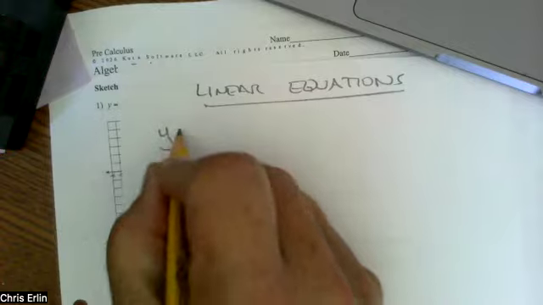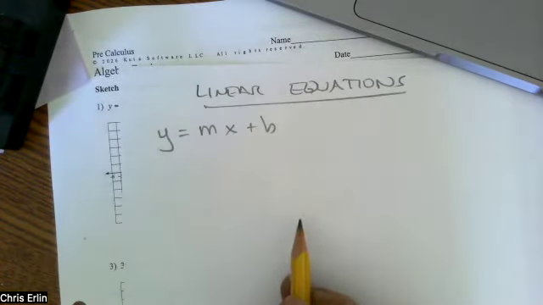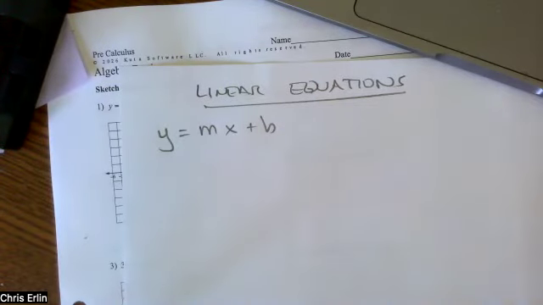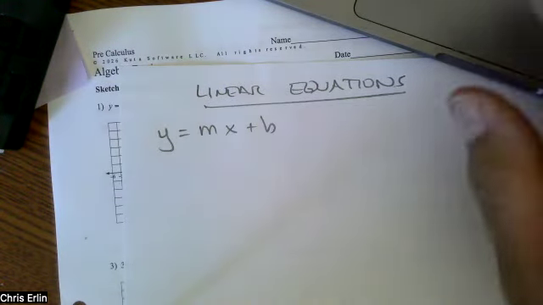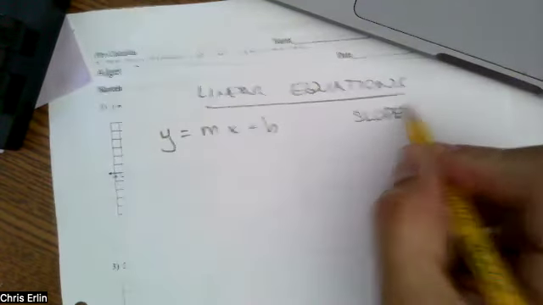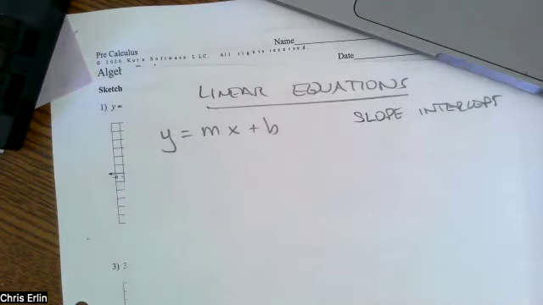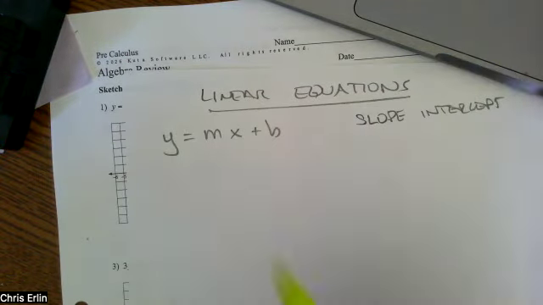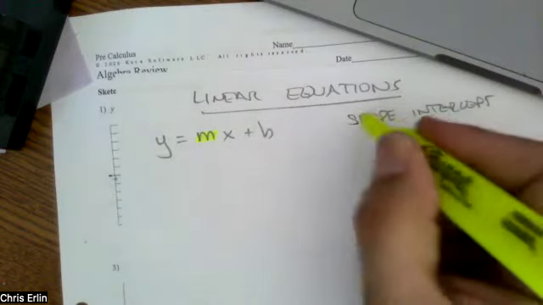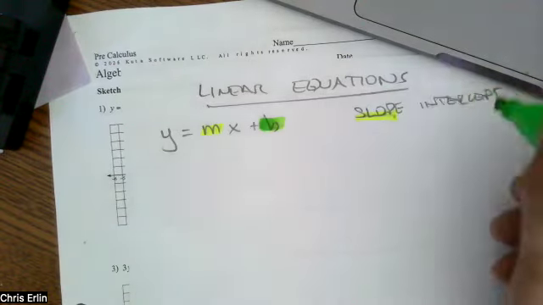The first form that most of you probably are familiar with is y equals mx plus b, but that's not the formal name for this. We're going to call that the slope-intercept form. The reason we call it slope-intercept is because in this equation, m refers to the slope, and the b on the end refers to the y-intercept.